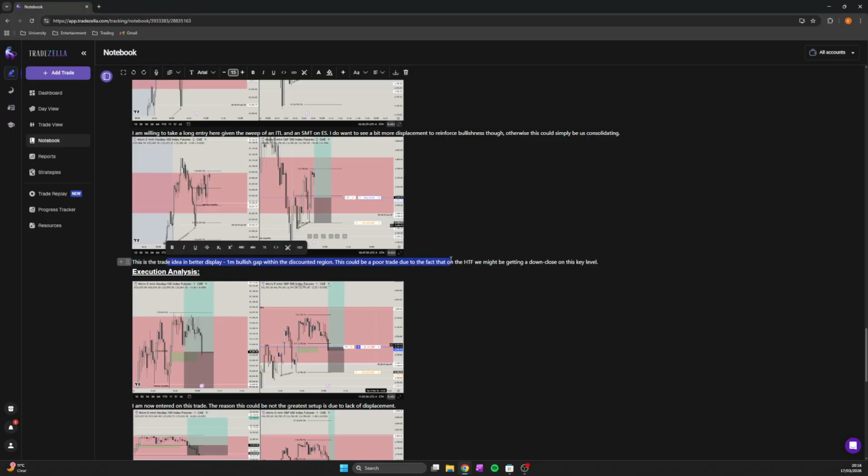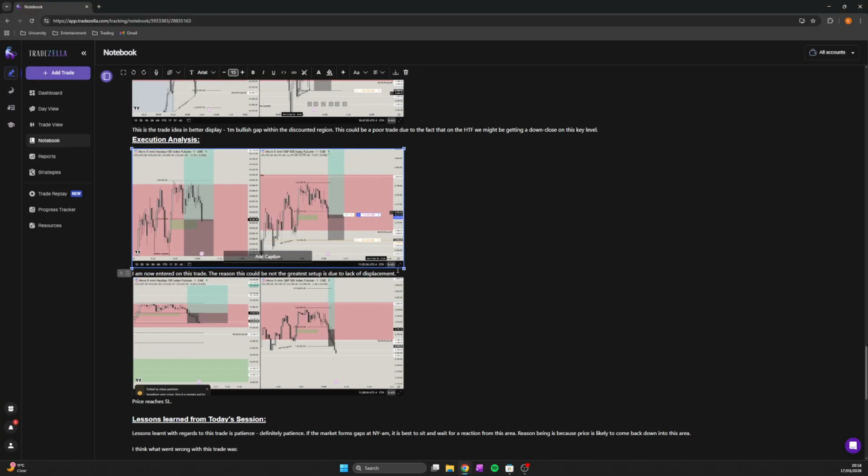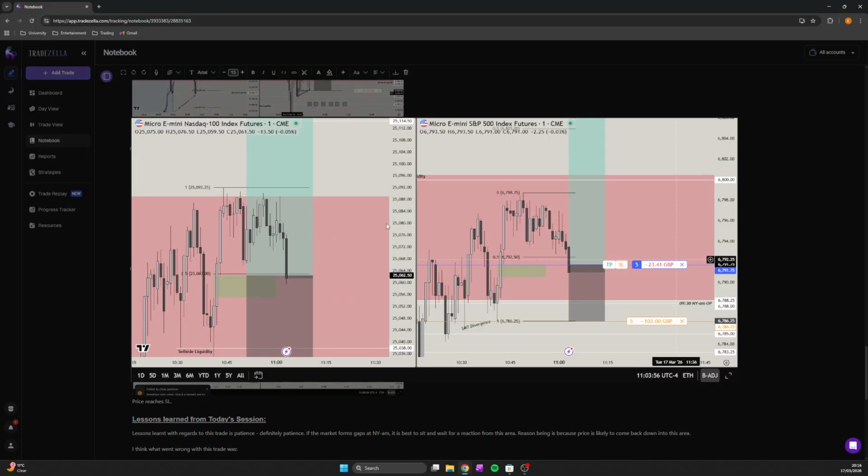This could be a poor trade due to the fact that on the high time frame we might be getting a down close on this key level, right? I'm now entered on this trade, okay, and this could not be the greatest setup due to the lack of displacement, right? So a couple of things, the setup quality wasn't the best in my opinion, okay?